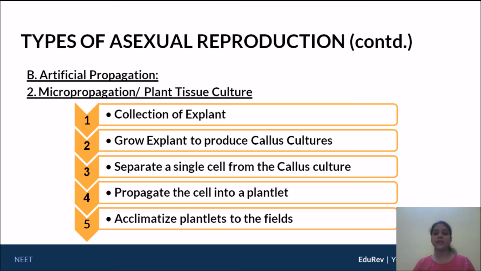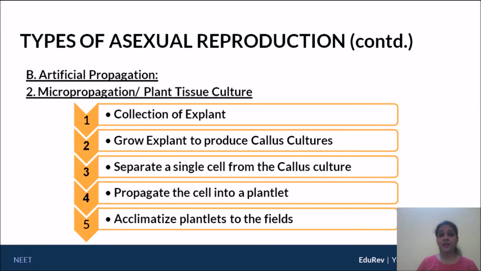How do you acclimatize a plantlet to a field? Allow it to grow in a greenhouse, okay, and over there you keep on removing the good conditions that you've given it. Maybe for a couple of weeks, remove supplying an ample amount of water. After some time, do not supply it a good amount of nutrients, and finally you will get this particular plant ready for the field. So that is acclimatization. So students, these are the 5 steps involved in micropropagation.